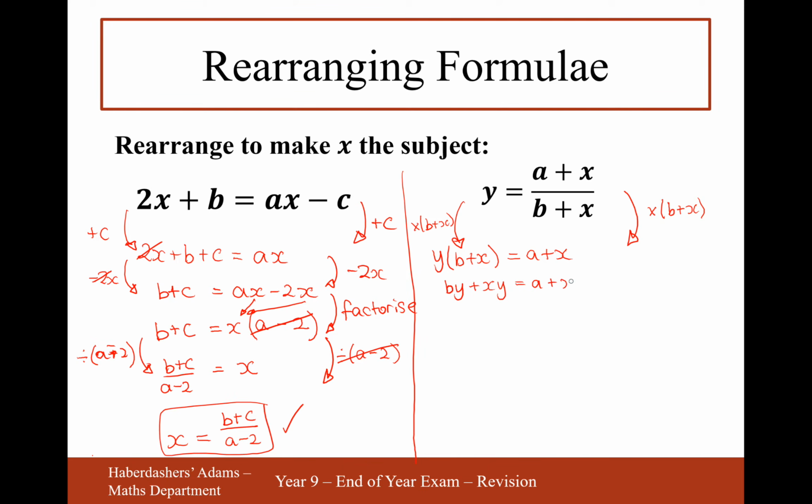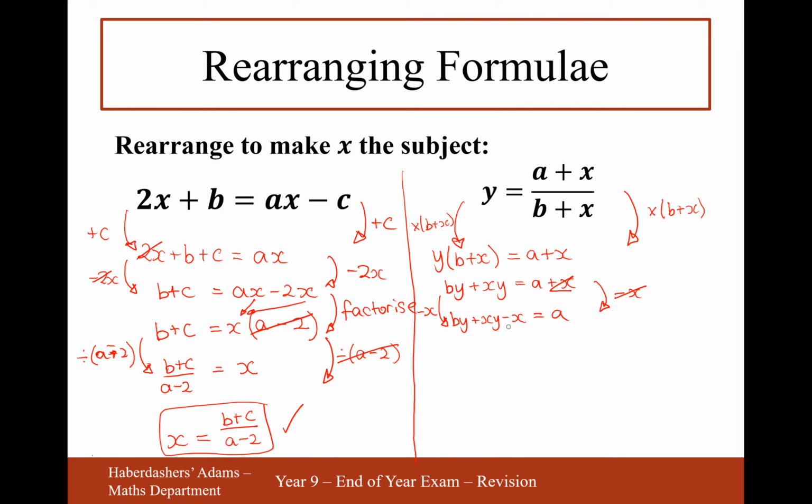Then I'll need to, now that I'm in a similar position to this question on the left hand side, decide on a side to move all my x's onto. I think I'll decide to move them onto the left this time, just to give you a sight of doing it in two different ways. So I'll take away this x onto the left hand side, so that will cancel out with that, and I'll be left with a on the right hand side. On the left hand side I'll have by plus xy minus x.